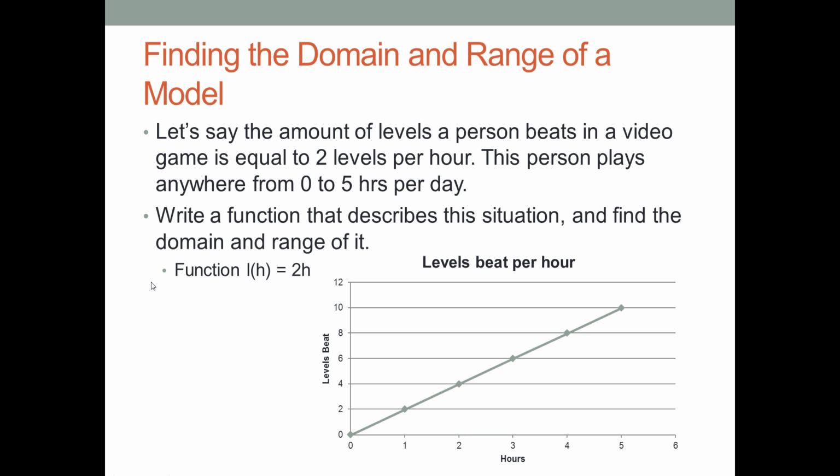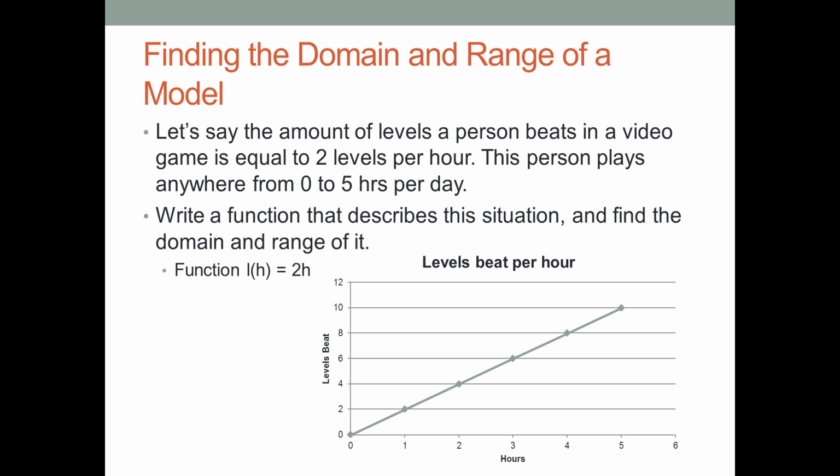Let's say the amount of levels a person beats in a video game is equal to 2 levels per hour. This person plays anywhere from 0 to 5 hours per day. Write a function that describes the situation and find the domain and range of it. So I wrote the function already, and this function, L of h, or the levels beat per hour, is equal to 2 levels times h. And so I drew this graph right here to show this function. And I drew every single point from 0 to 5.